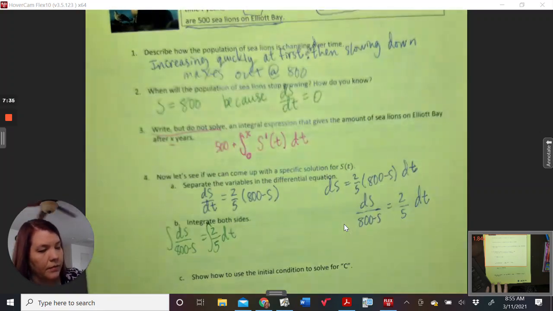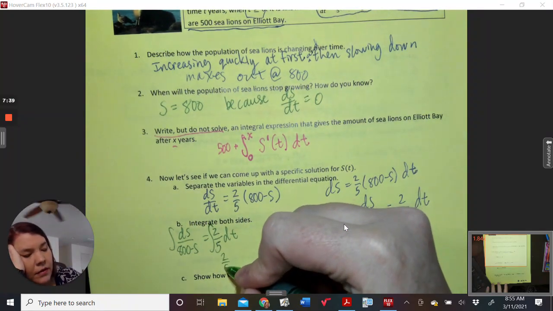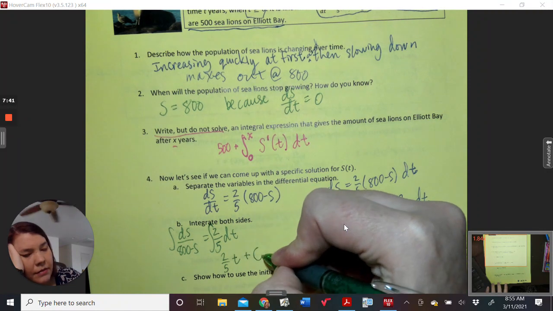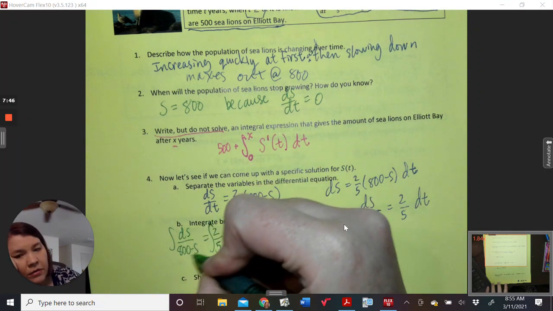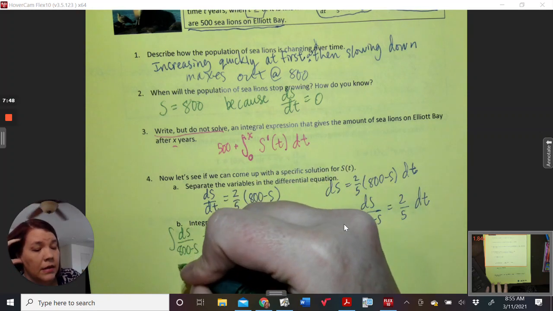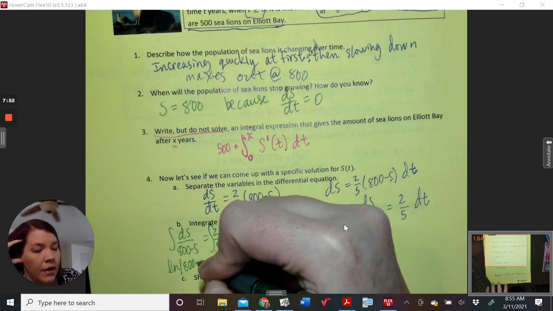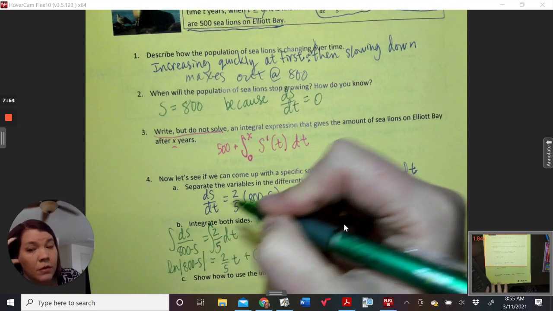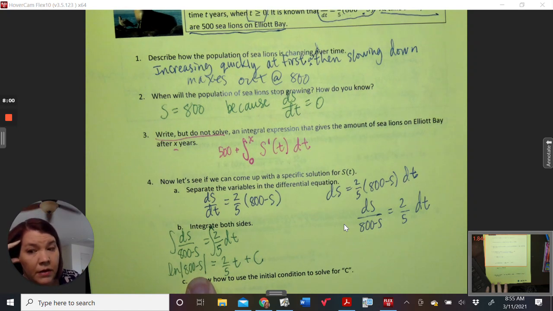This side is 2/5 t plus c. On this side, since this is in the denominator and there's nothing squared here, this is ln absolute value of 800 take away s. When the population exceeds 800, this will be negative, and we can't take the natural log of a negative number. Therefore, the absolute value is there. So we have integrated both sides.